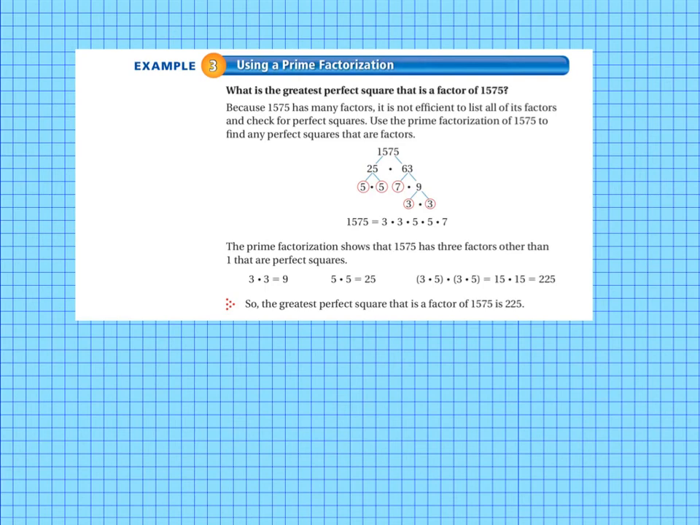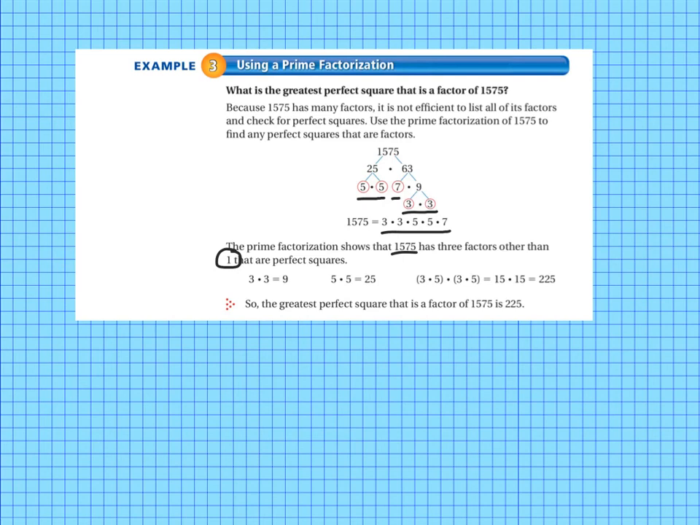So 25 is equal to 5 times 5. So we circled those two. And 63 equals 7 times 9. 7 is prime. 9 is not. It's an odd number, but it is not prime. 9 equals 3 times 3. The 3's are prime. So 1,575 equals 3 times 3 times 5 times 5 times 7. The prime factorization shows that 1575 has 3 factors other than 1 that are perfect squares.